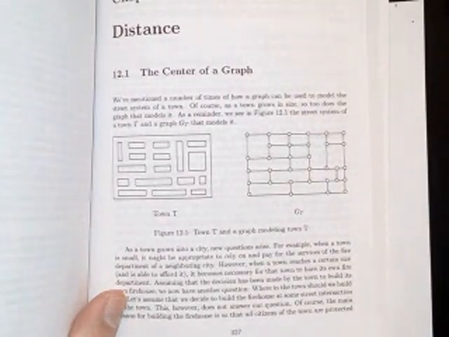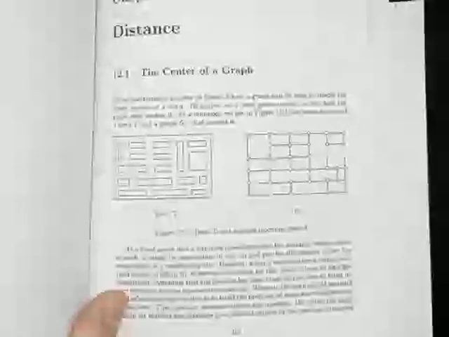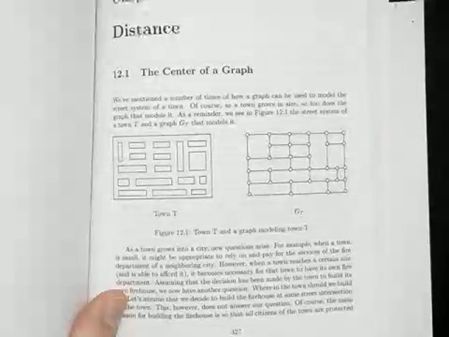On the left is the picture of a town. On the right is the graph representing the road structure of that town. I would like to build a fire station for this town. Where should I put the fire station?